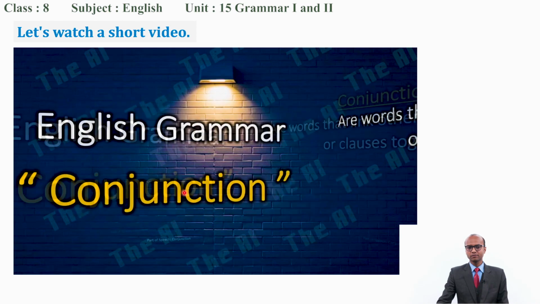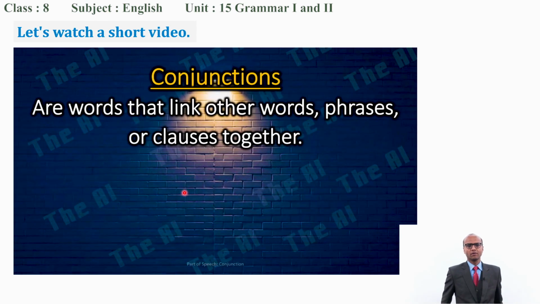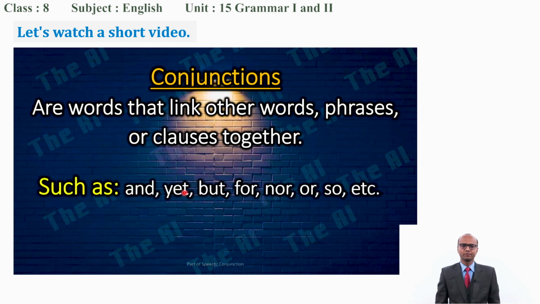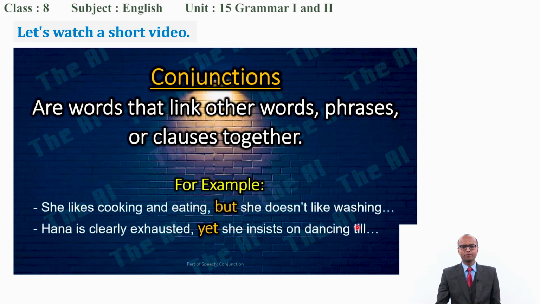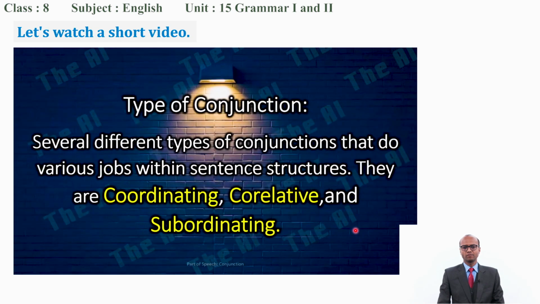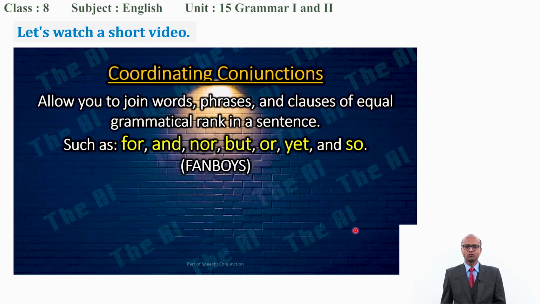Conjunctions. The conjunctions are words that link other words, phrases, or clauses together, such as and, but, for, nor, or, so, etc. For example, she likes cooking and eating, but she doesn't like washing dishes afterward. Hannah is clearly exhausted, yet she insists on dancing till dawn. The types of conjunction. There are several different types of conjunctions that do various jobs within sentence structures. They are coordinating, correlative, and subordinating conjunctions. Coordinating conjunctions.